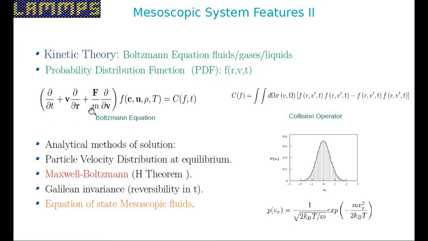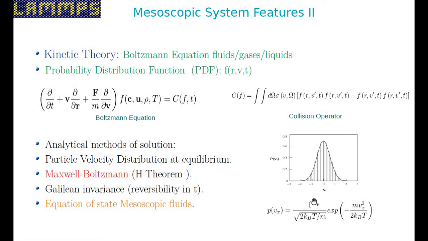So this Boltzmann equation describes the transport equation for the probability distribution function, where this C term is the collision operator. So the time evolution of this probability distribution function is coupled with the collisions through the collision operator. There are several analytical methods for solving this Boltzmann equation, but it is possible to find a stationary solution at equilibrium. The particle velocity distribution at equilibrium is the Maxwell-Boltzmann distribution.